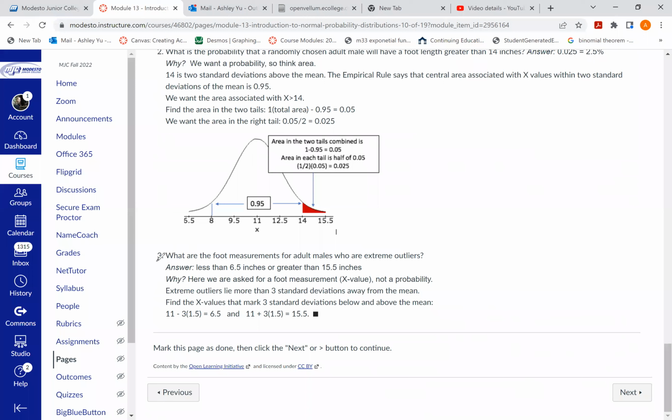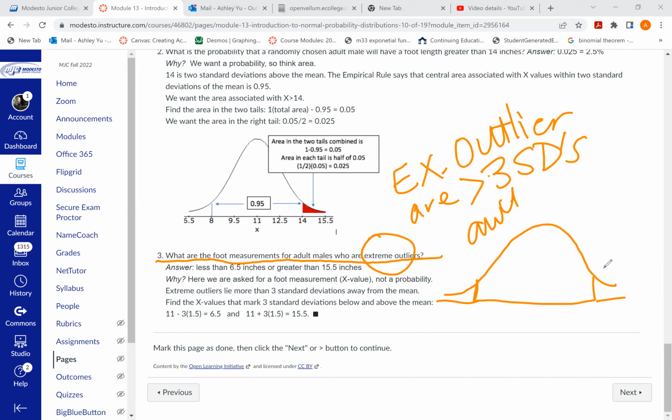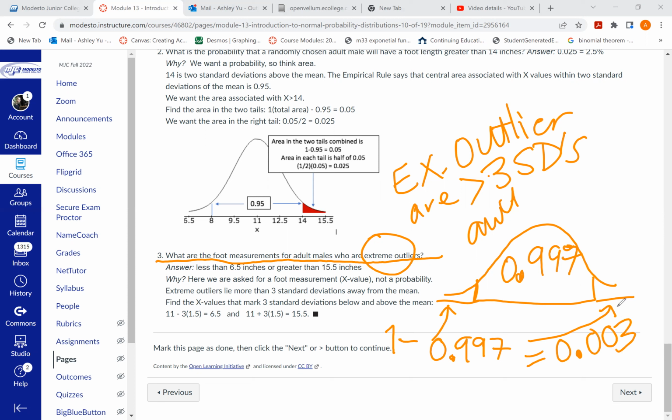Okay, now the last question. What are the foot measurements for adult males who are extreme outliers? Remember, outliers are 3 standard deviations away from the mean. If you're talking about 3 standard deviations away from the mean, the area beneath the curve in the middle is 0.997. So we can do a similar calculation. The middle area is different, so the 2 tails will be different as well. If the middle area is 0.997, the 2 tails together would be 1 minus 0.997, which is 0.003. But I even want half of that, because that 0.003 represents 2 parts.